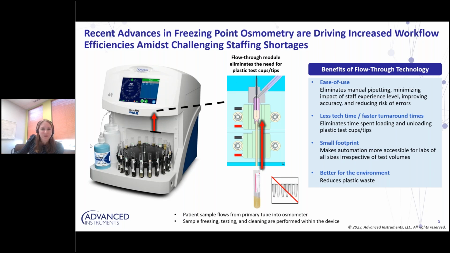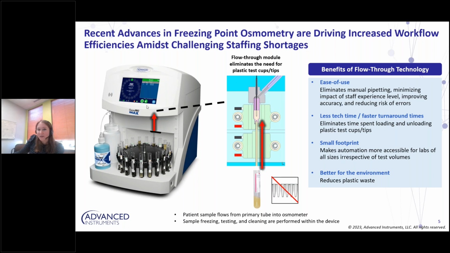So picture this: the user loads one or multiple primary tubes, really could be used as a single or multi-sample osmometer. An automated pipette comes down, aspirates the sample, pulls that sample into the freezing module. The sample is then frozen within the device, then pumped out, and cleaning is automatic between samples.